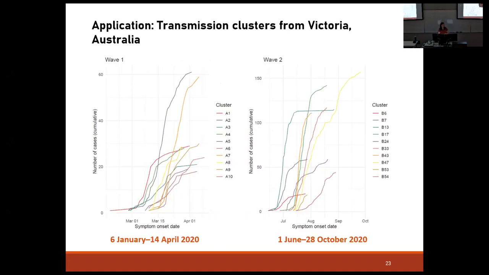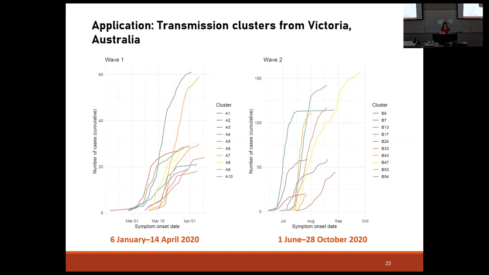I guess I can move on to our data application given time as well. As I say, we have some transmission clusters from Victoria in Australia that we use to apply this to, in collaboration with our Melbourne colleagues. We had data from them from the first 2 waves of COVID in Victoria, roughly January to April 2020, and then June to October.